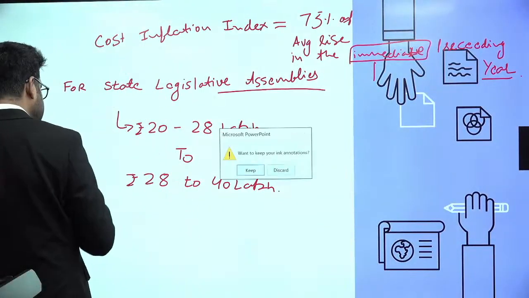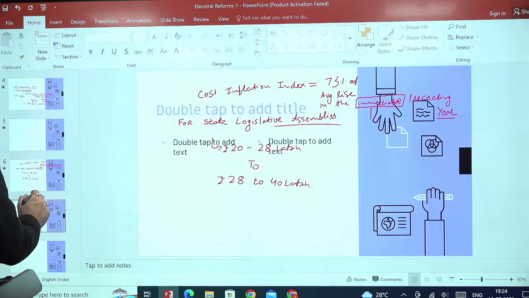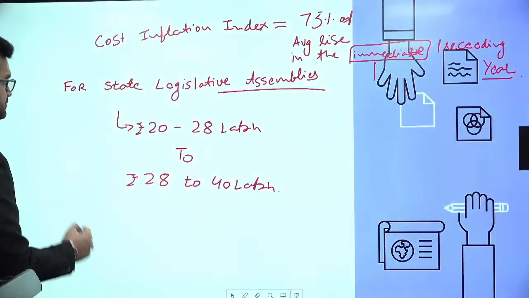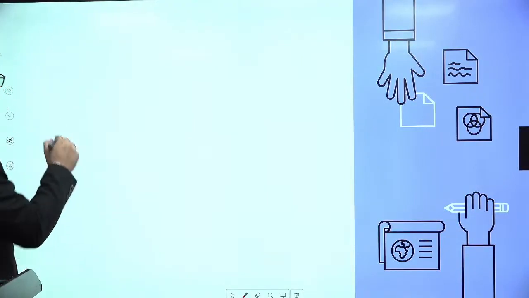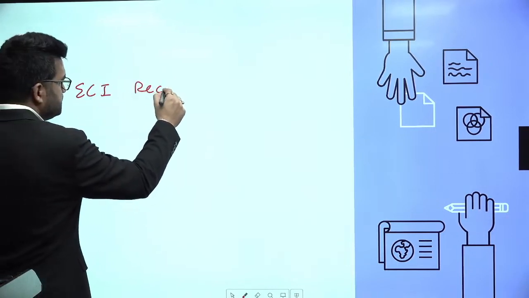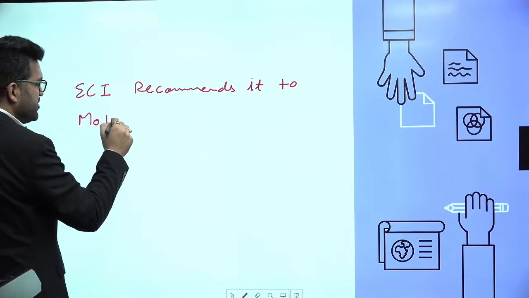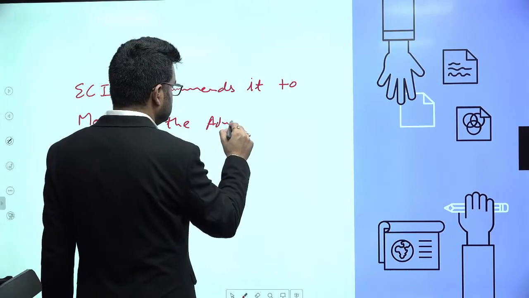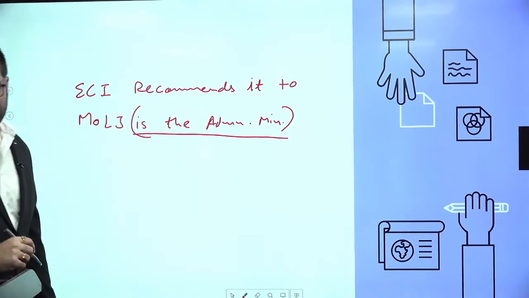Now, how is the process taken forward? How does it start? Election Commission appoints a committee. After the appointment of the committee, ECI recommends it to the Ministry of Law and Justice. Now, the Ministry of Law and Justice is the administrative ministry under which the Election Commission comes. ठीक है, MOLJ, Ministry of Law and Justice.